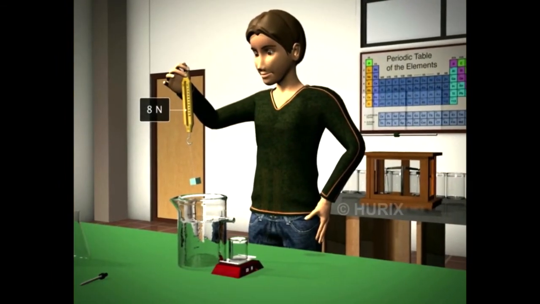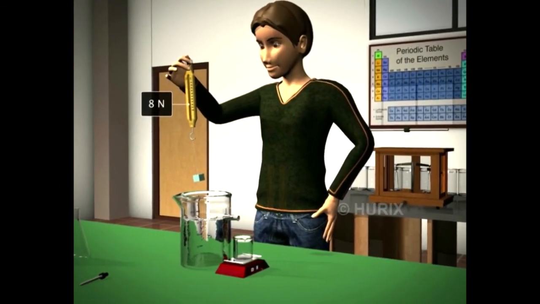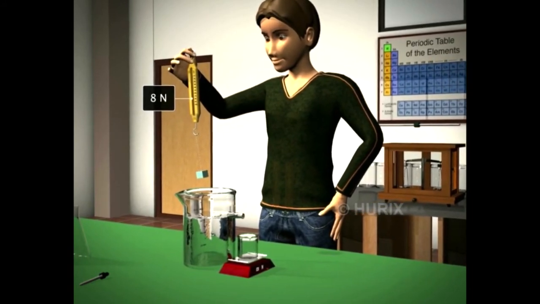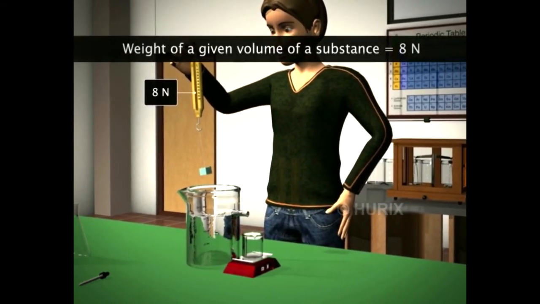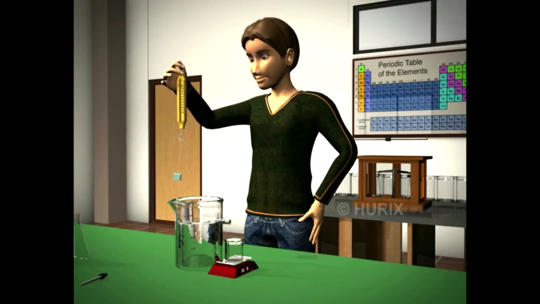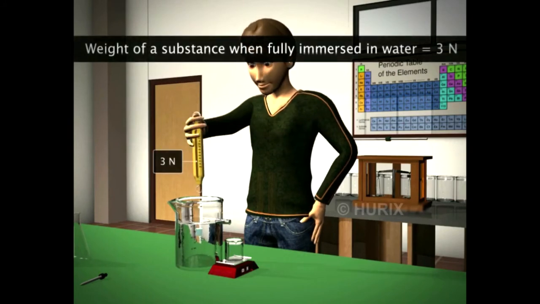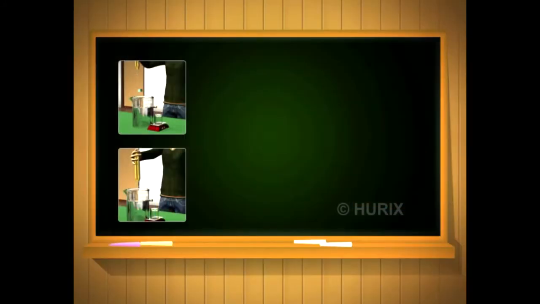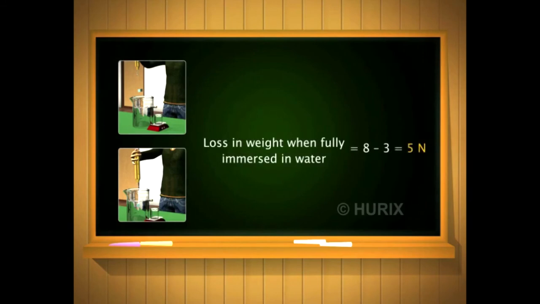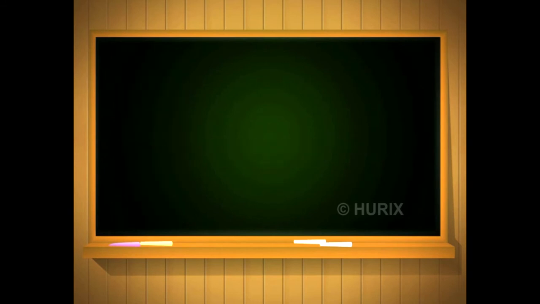So, to find the density of a solid using Archimedes' principle, one should first find the weight of the object in air. Then, immerse it in water and note the weight. The difference between the two will give you the loss of weight for the substance when it is immersed in water. So, now the relative density of the cube is easily found by applying the formula.